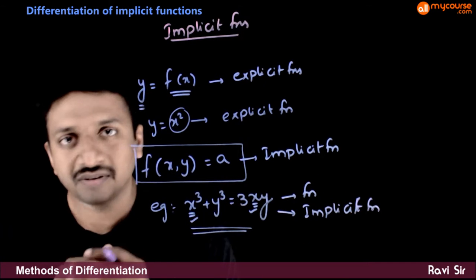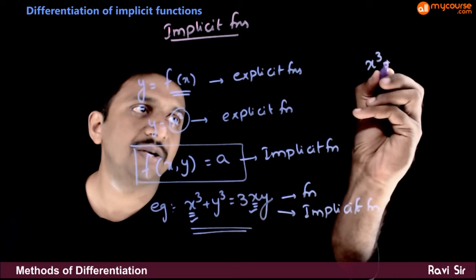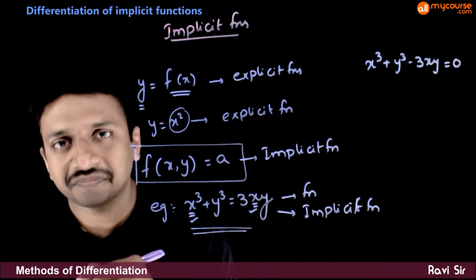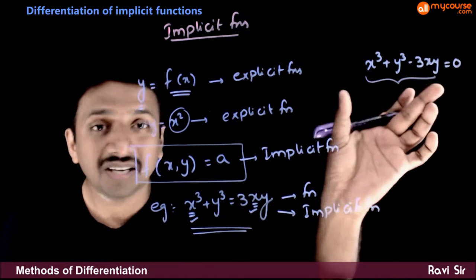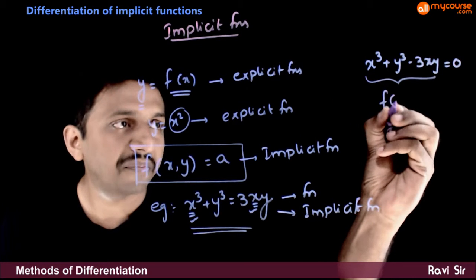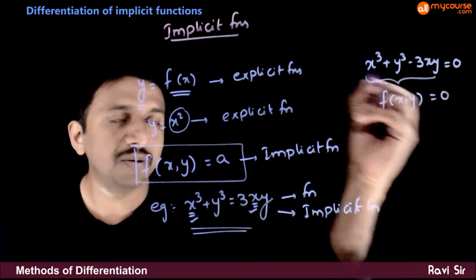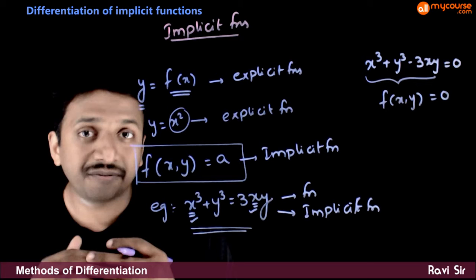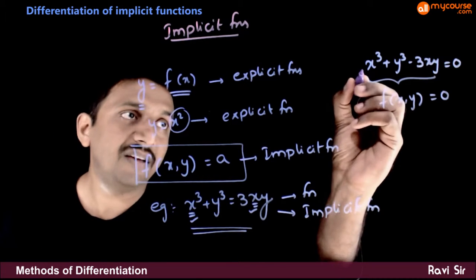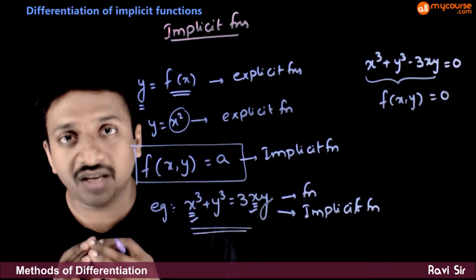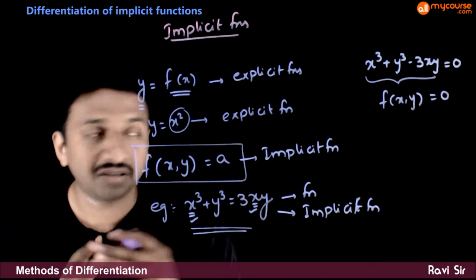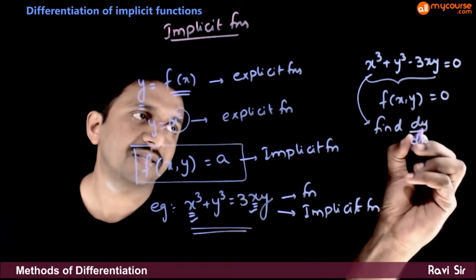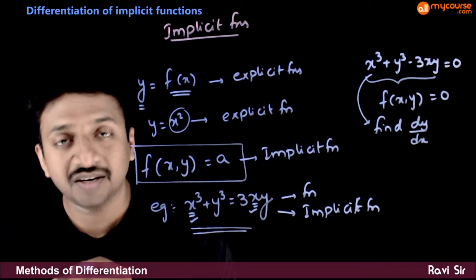So this can be expressed as something like this: x cube plus y cube minus 3xy is equal to 0. So this is some expression containing variables x and y, F of xy is equal to 0. So this is how an implicit function looks like. Now the thing that we're going to learn is, if x cube plus y cube minus 3xy is equal to 0, if you are given an implicit function, can you find dy by dx? That's the question that we're going to solve in this topic.